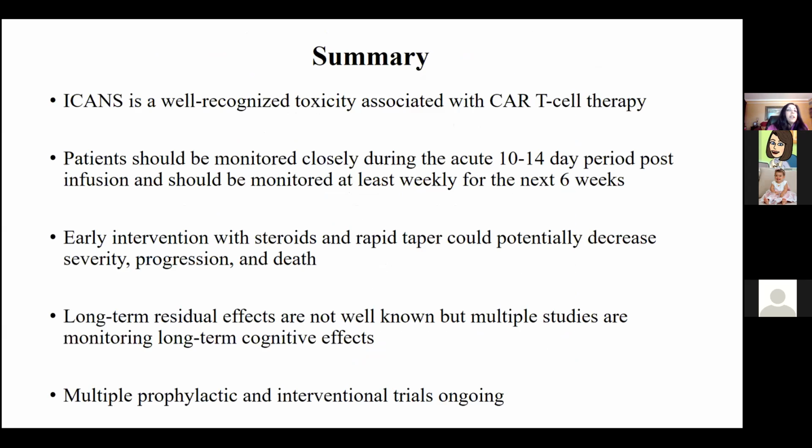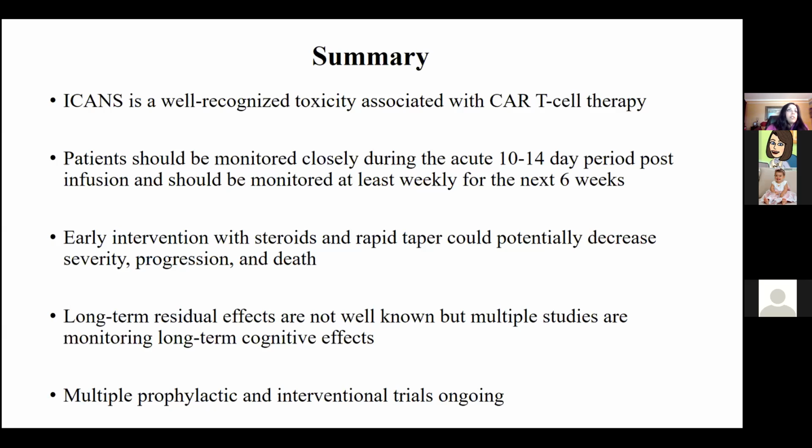So in summary, ICANS is now a well-recognized toxicity that's associated with CAR T cell therapy and really with multiple different types of immune effector cells. It's also seen in non-CAR T cell therapy with other types of T cells. We know that patients should be monitored closely during the acute 10 to 14 day period after infusion and should be monitored at least weekly for the next 6 to 8 weeks. Early intervention with steroids and rapid taper could potentially decrease severity, progression, and death.